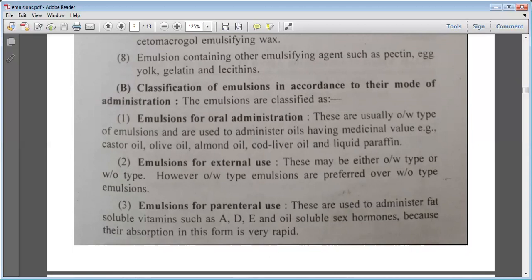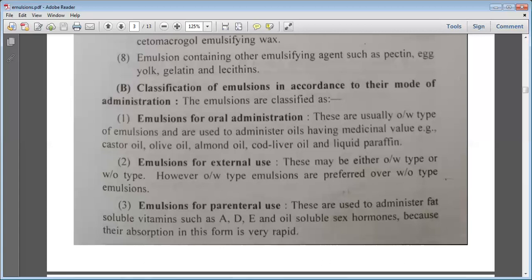Next is emulsions for external use. These may be either oil by water type or water by oil type. However, oil by water type emulsions are preferred over water by oil type, since most of the lotions, creams, and liniments are emulsion based and prepared as oil by water type emulsions, because they can be applied easily onto the surface of the skin and can be easily removed from the skin by washing with water.